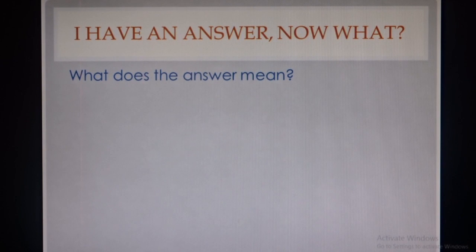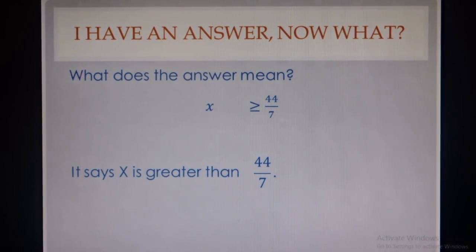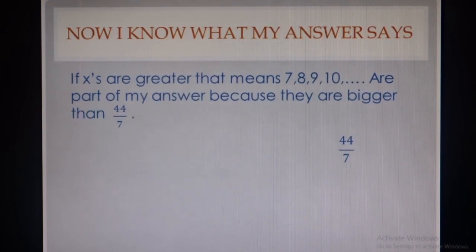Okay, I have an answer. So you said that I could have to graph, or I could have to do interval notation. So let's do graphing first. We want to graph 44 over 7. This answer says that my x is greater than or equal to, meaning the x's are bigger than 44 sevenths. So if my x's are greater, that means 7, 8, 9, 10. All of those are bigger than 44 over 7.